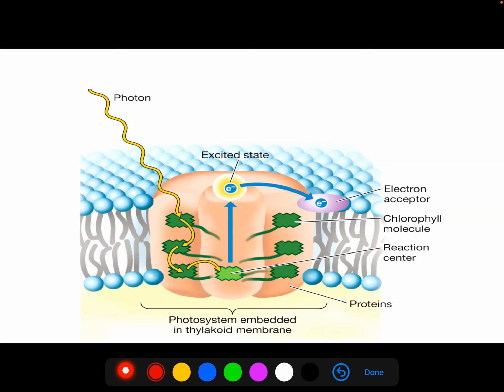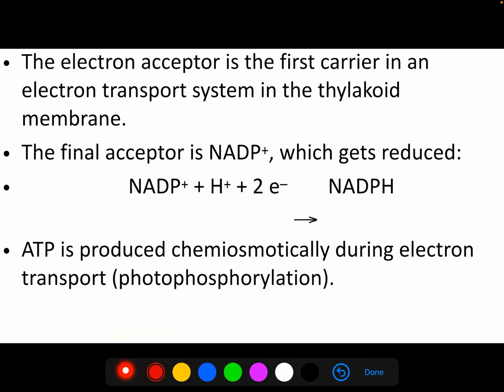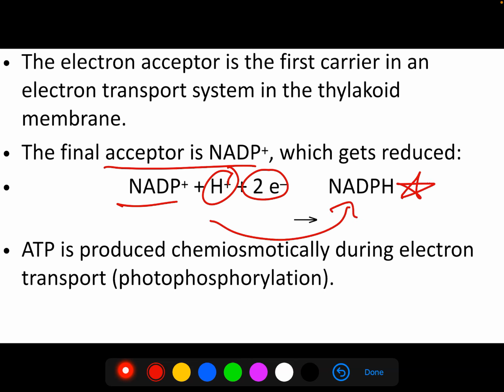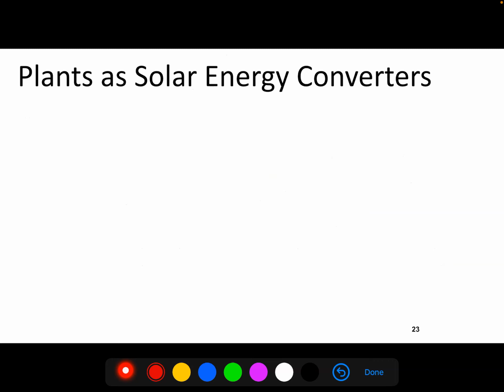And this is in a picture here, okay? So absorbing light, photons. We're transferring all the light right here. And then we energize an electron, it goes back to the ground state, and that electron is transferred to a molecule that accepts it, okay? And where does it accept? Well, the acceptor is NADP+. We take hydrogens and electrons, and we reduce NADP+ into NADPH. This is going to be a huge molecule as we go on in photosynthesis. And so ATP is produced chemiosmotically during electron transport. There is a little ATP produced in the first part of photosynthesis, okay?